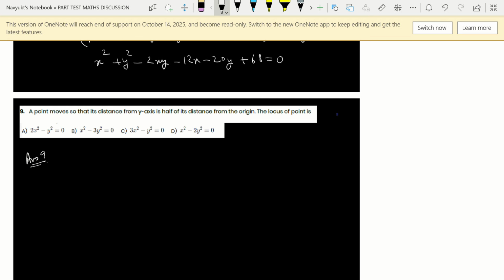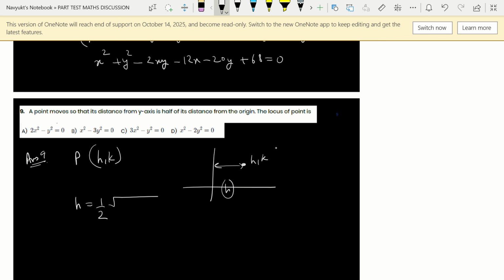General point. Whenever a locus question is there, the first step is taking the general point as h comma k. So that h comma k point moves such that its distance from the y-axis is, now the distance of any point from the y-axis is how much? h only, right? It's the x coordinate. So that h is nothing but half of the distance from the origin, which can be written simply as root of h square plus k square, if we just square on both sides.